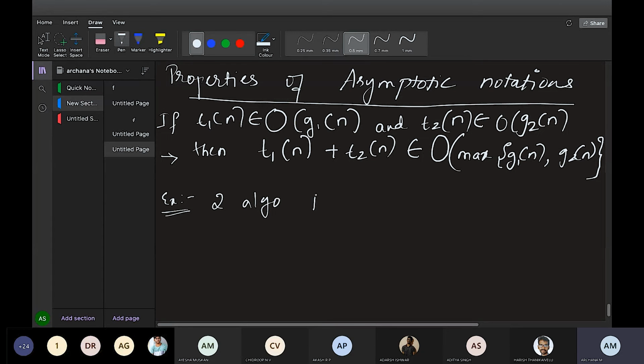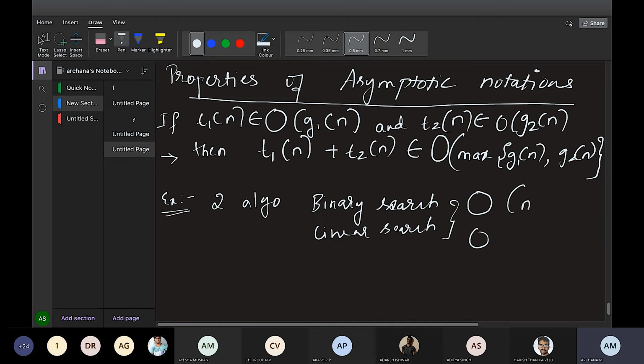For example, I'll take binary search and some other searching algorithm, linear search. Okay, I'll take these two searching algorithms. They will have certain time complexity, big O. For example, this will have n square and this will have n. Just a simple example.